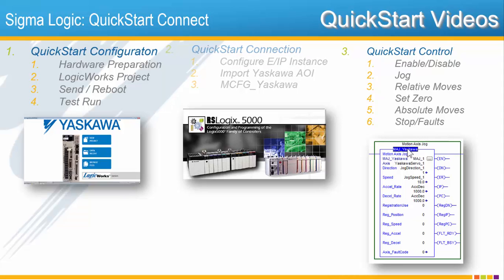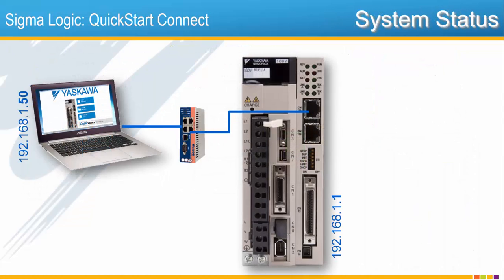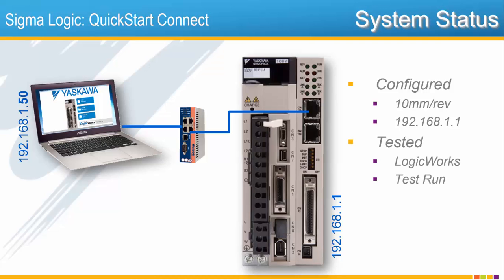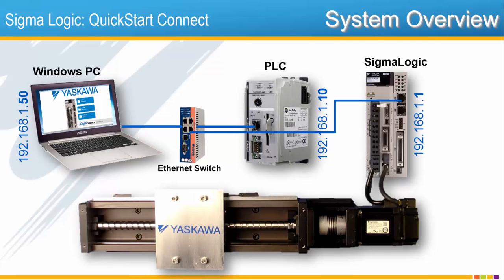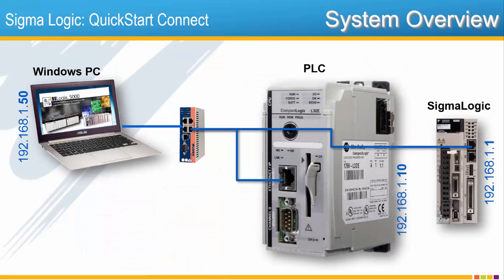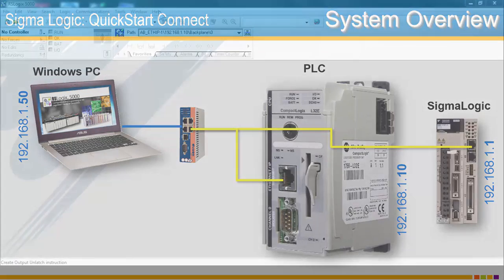This is the second video in the Quickstart series. The SigmaLogic servo has already been configured and motion has been tested. The SigmaLogic servo axis is connected to a PC and PLC through an Ethernet switch. Now the PLC must be configured in RSLogix to connect over Ethernet IP to the SigmaLogic.